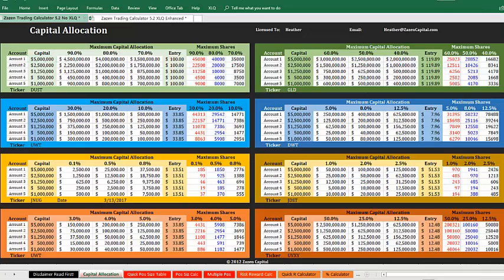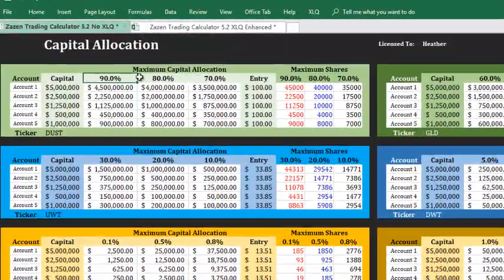The first calculator is capital allocation. It allows you to do up to 8 different calculations for multiple accounts. It's designed so that you can have up to 5 accounts and up to 8 for individual tickers. You have the ability to change the capital allocation. Anywhere you see a light colored fill-in, it's an area that you can change.